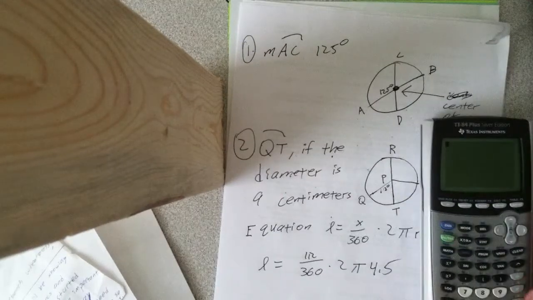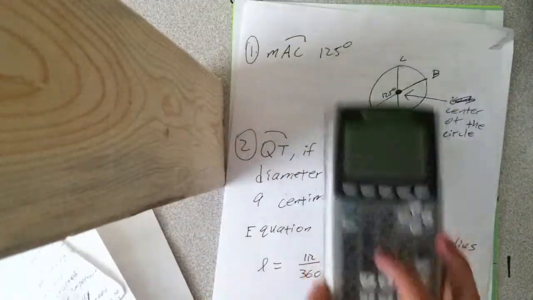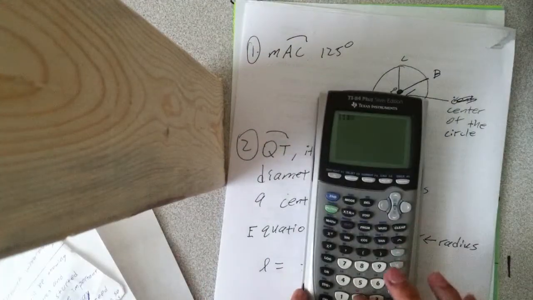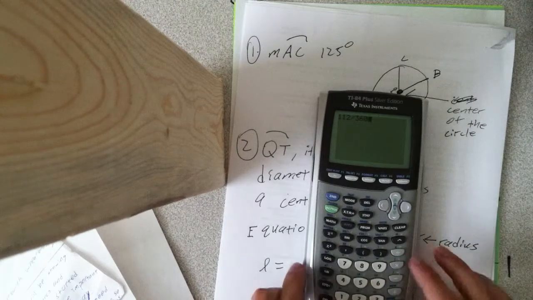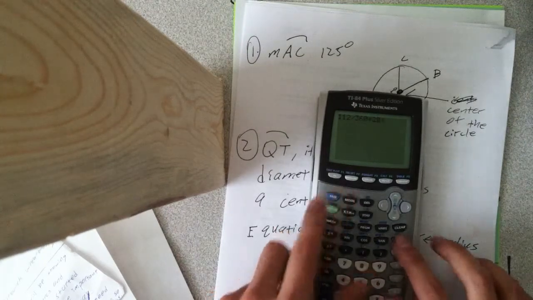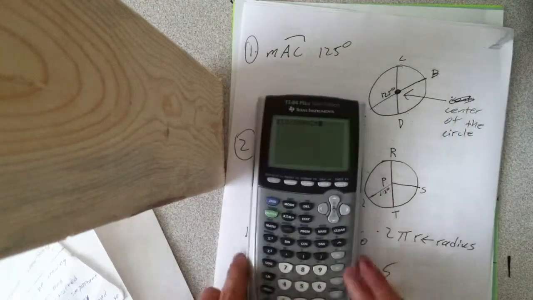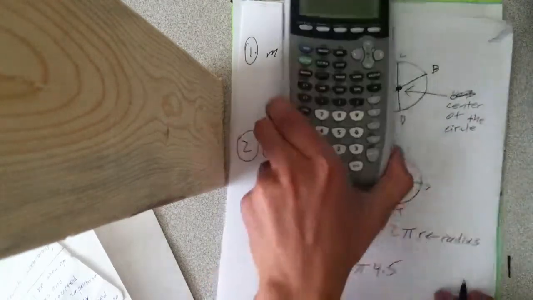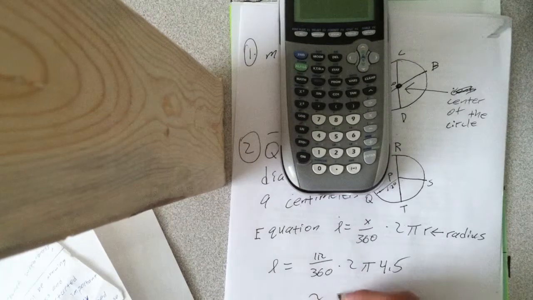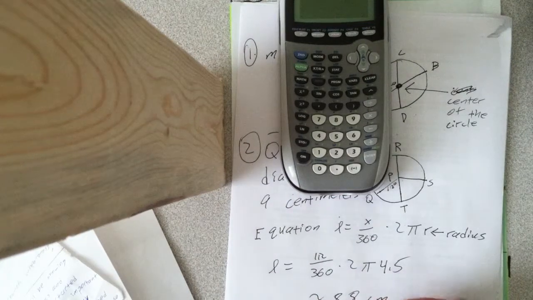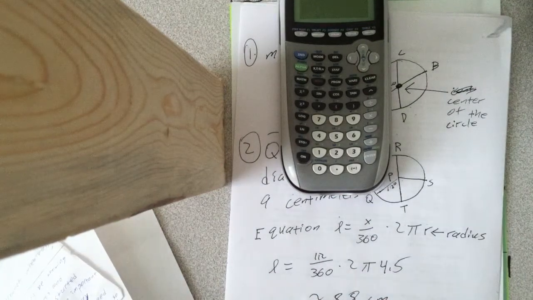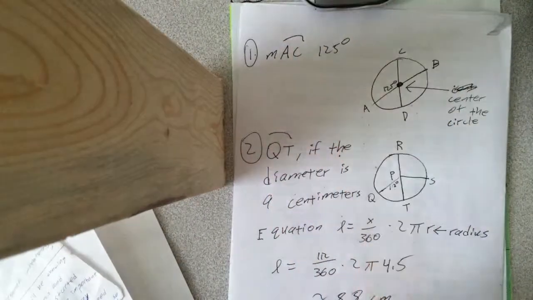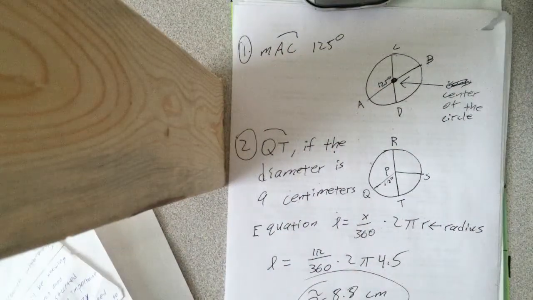Turn on the calculator, plug in the numbers. Not sure if you can see this. 112 divided by 360 times 2 pi times 4.5, and you would get around 8.8 centimeters. So yeah, that's the arc length of this problem right here. And that's pretty much measuring angles and arcs. Hope this video was helpful.